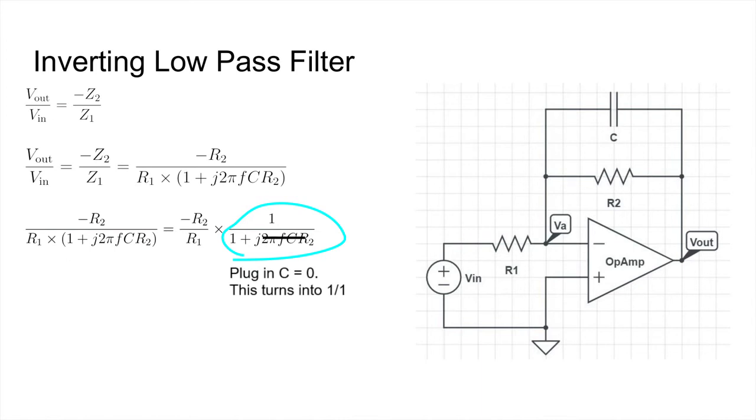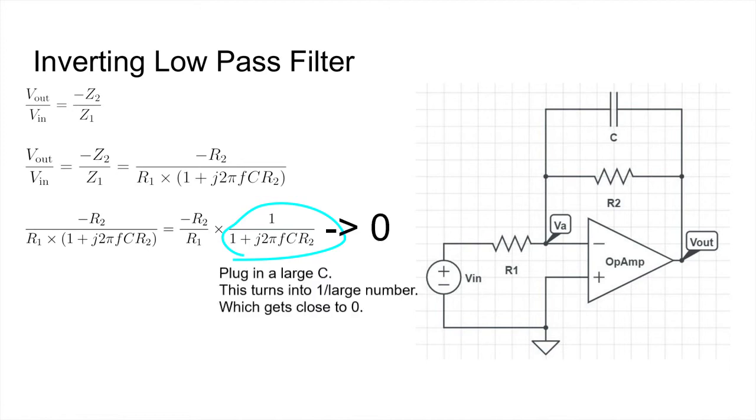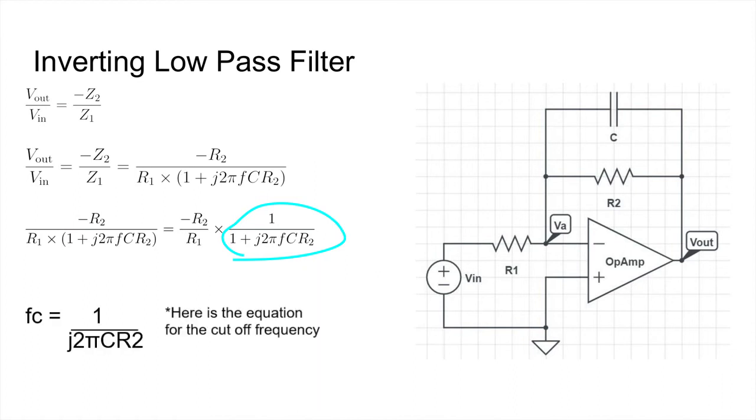If our frequency is low or close to 0, we can see that this just becomes 1 over 1, which means the gain is the only part to this filter, and we pretty much have a nice and large output. However, as the frequency increases, the denominator of this part increases, and this starts making it get closer and closer to 0. So the higher the frequency goes, the closer to 0 it goes.